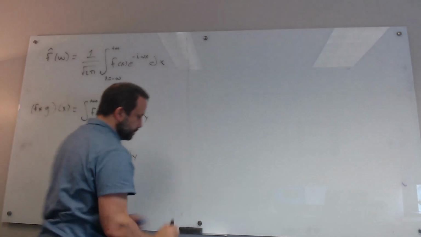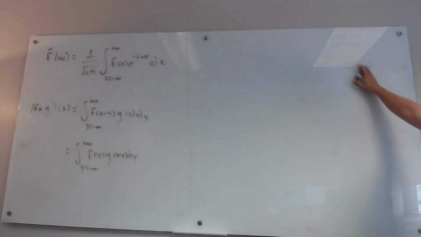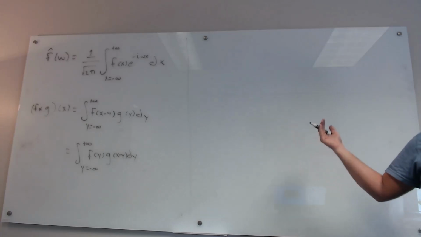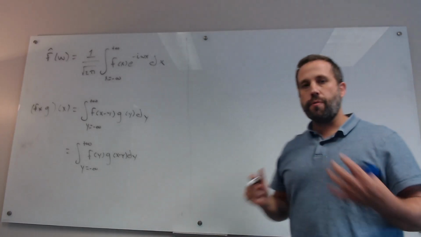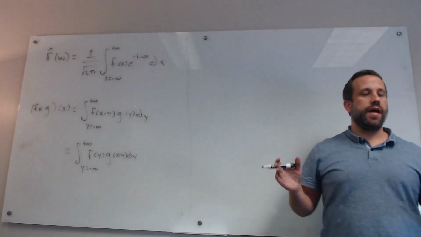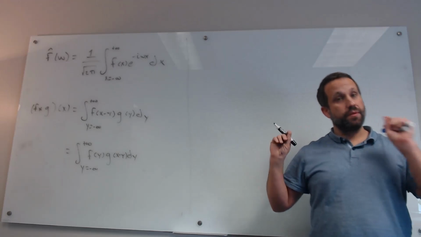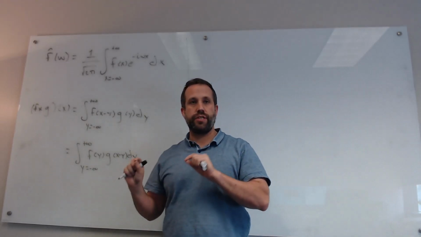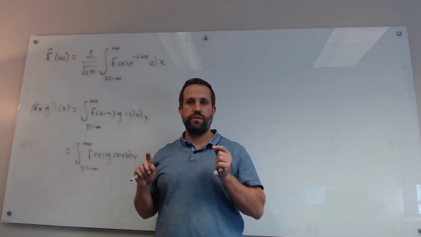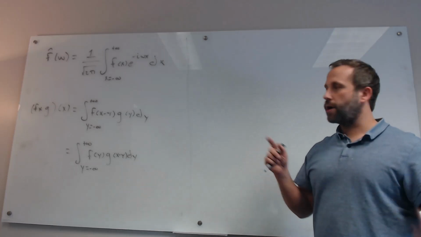Okay, now I want to show you what the Fourier transform of the convolution of two functions is. You might be asking, why do we care what the Fourier transform of the convolution of two functions is? Well, you might remember from Laplace transforms that the Laplace transform of the convolution is a product of the Laplace transforms. Something similar will be true for the Fourier transform.